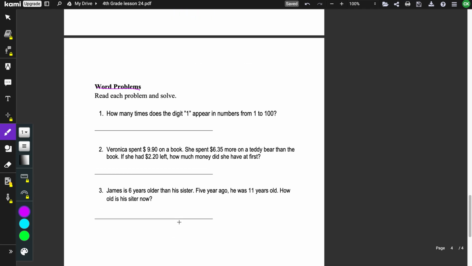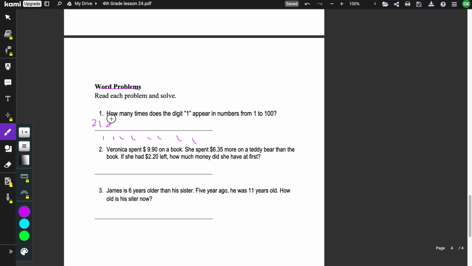Alright, moving on, we're going to do some word problems. And these ones shouldn't be too bad. We're just going to do number 1 and number 3 maybe. How many times does the digit 1 appear in 1 through 100? Okay, this is actually pretty hard. So you actually have to write it all out, but since I don't think you really need to do this, I'm just going to tell you the answer.